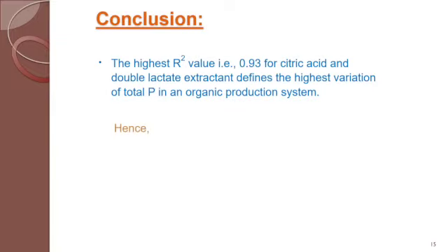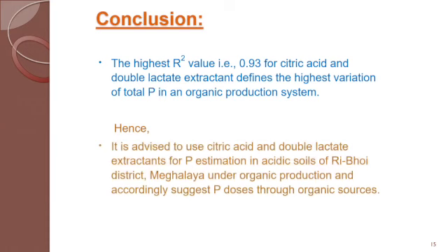When analyzing the relationship, we saw that citric acid and double lactate extractants could be claimed to be suitable extractants to explore the potentially available phosphorus. And this is something the conventional Bray-1 extractant cannot do under organically managed systems. Hence, before prescribing any phosphorus dose through organic sources in acidic soils under an organic production system, it is advised to test the soil for potentially available phosphorus through citric acid and double lactate extractants for a successful organic production system.